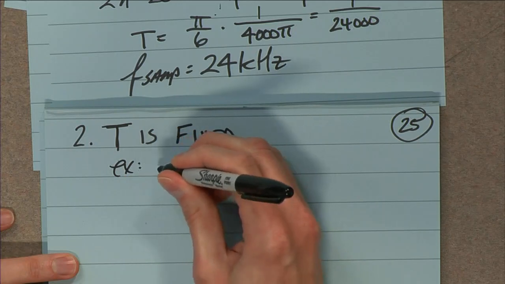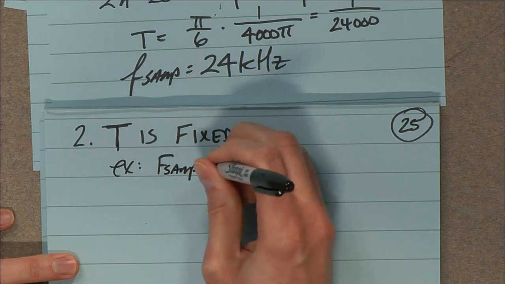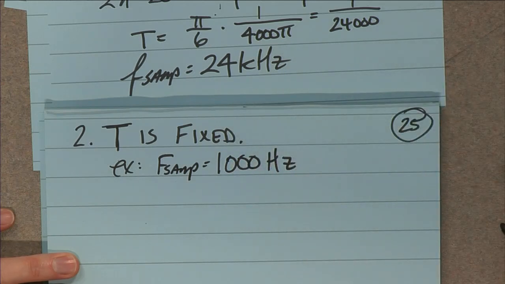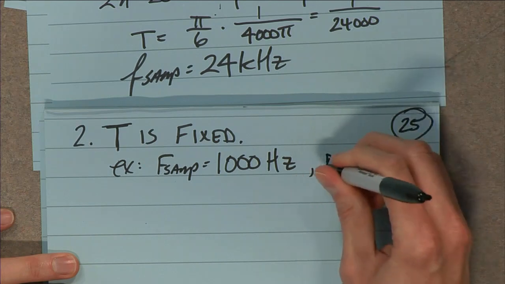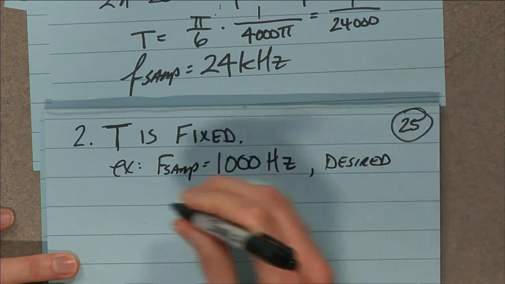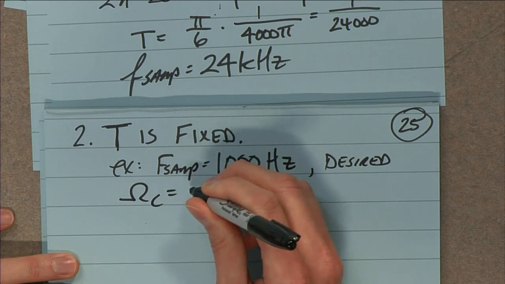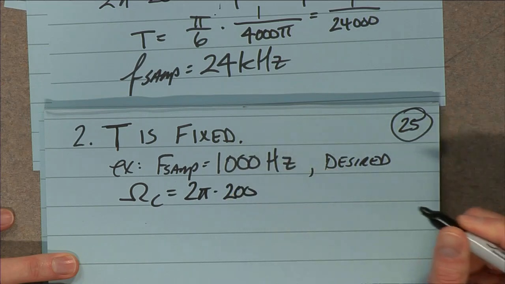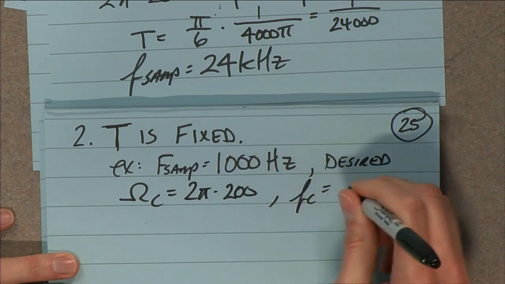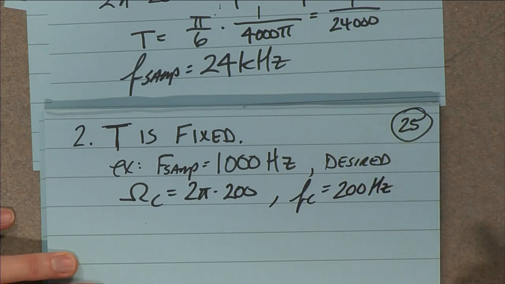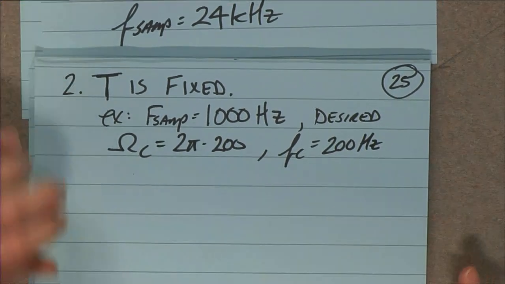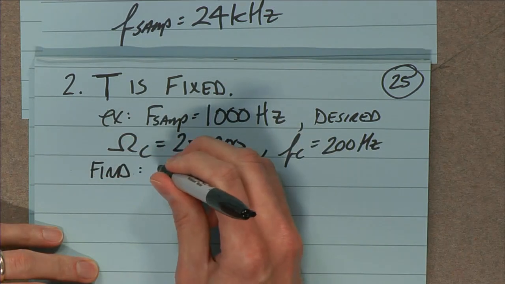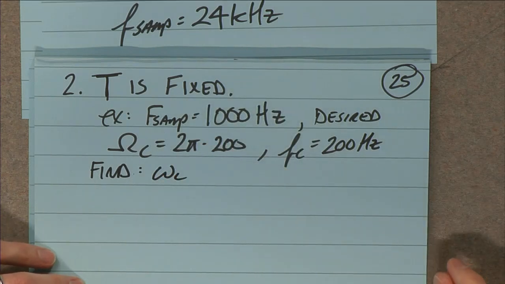As an example, let's say f_samp equals 1000 hertz. In our case, our desired omega c is, let's say, 2 pi times 200. So what is that? An f cutoff of 200 hertz. That's what we're trying to do. So in our case, we want to find omega c. What's the cutoff of the digital filter?